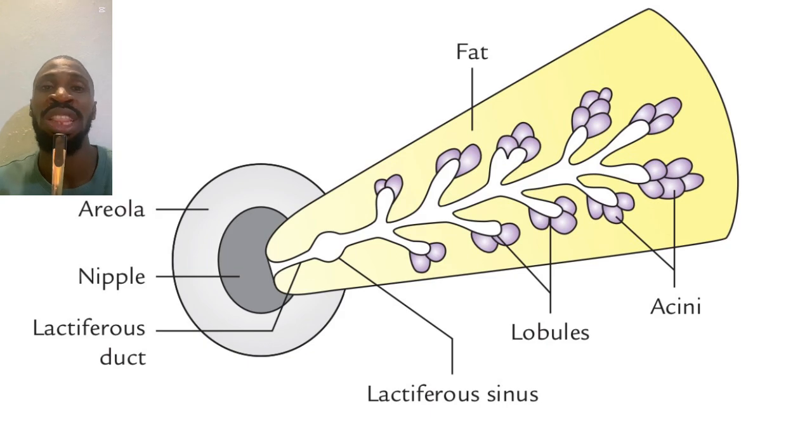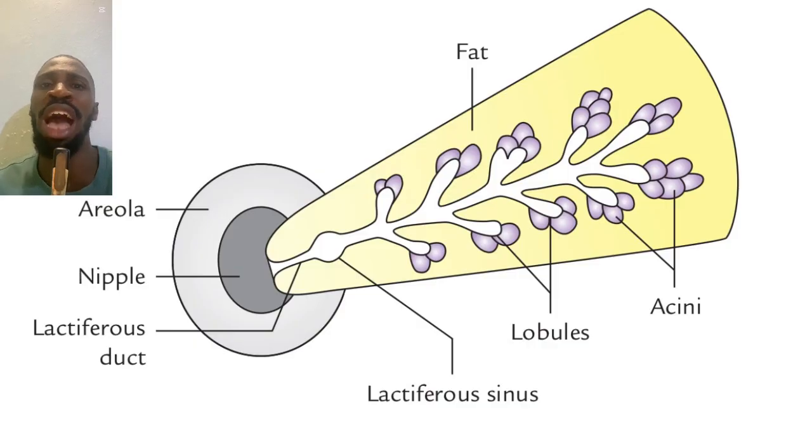First of all, this starts with 15 to 20 lobes. The 15 to 20 lobes are arranged in a radial fashion, then come together and open up in the nipple. But first of all, we have 15 to 20 lobes. Those lobes form clusters of acini called lobules. So the lobes form clusters of acini to form lobules.